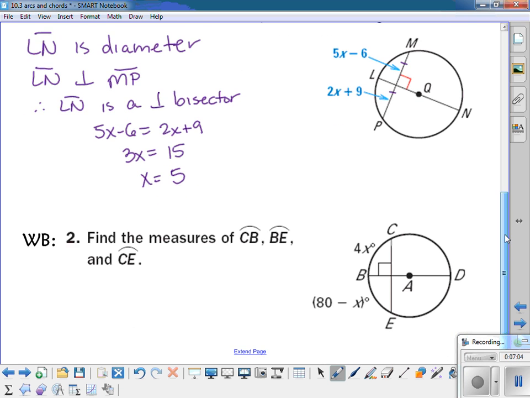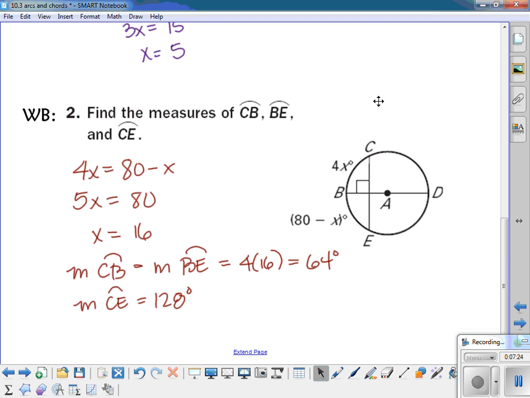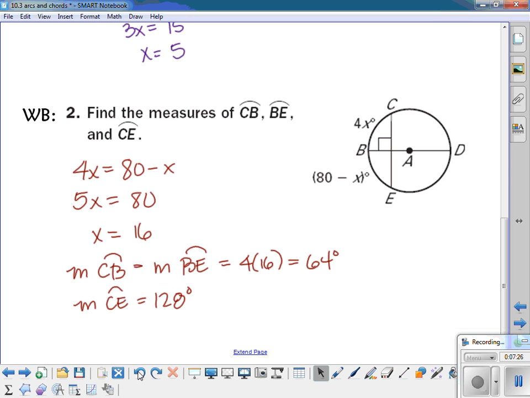Okay, this next one is for you to figure out on your own. You're going to find the measure of CB, BE, and CE. Pause the video. Okay, so you should have set 4x equal to 80 minus x, and so x is 16. When you plug it in, you find that each of the individual arcs are 64 degrees, so the measure of CE altogether is 128 degrees.